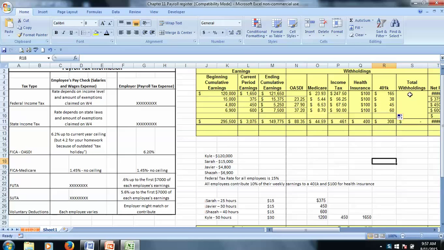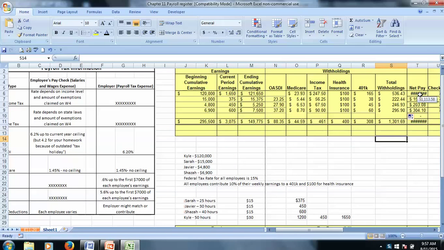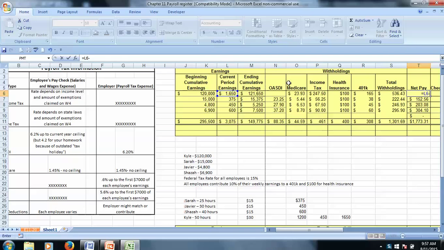And at the end of doing this, we can add up how much in withholdings came out of each employee's paycheck due to them being employed by us. And we can click and drag and come up with the total withholdings. After doing that, we can then determine how much net pay each person will be paid on their paycheck. We simply do that by taking their current period earnings minus their total withholdings, and that will give them the amount that they will receive in the form of a paycheck.